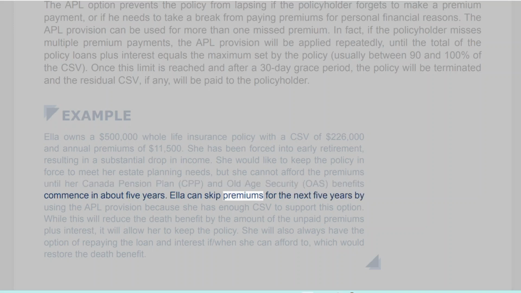Ella can skip premiums for the next 5 years by using the APL provision because she has enough CSV to support this option. While this will reduce the death benefit by the amount of the unpaid premiums plus interest, it will allow her to keep the policy. She will also always have the option of repaying the loan and interest when she can afford to, which would restore the death benefit.